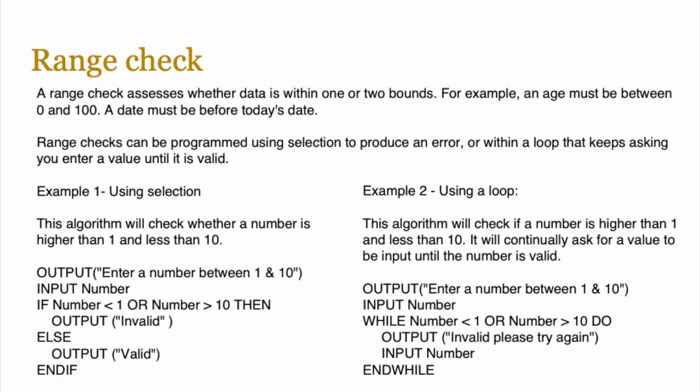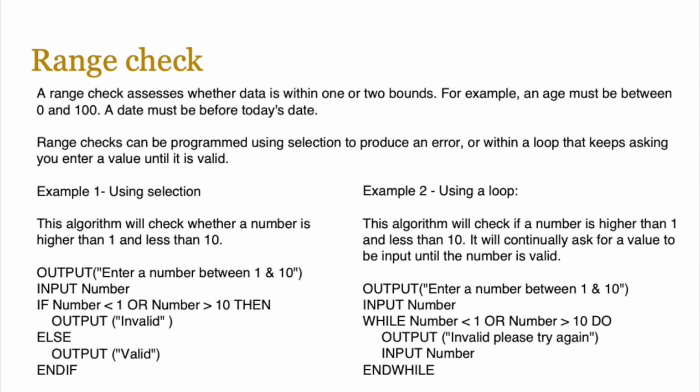A range check assesses whether data is within one or two bounds. For example, an age must be between 0 and 100. A date must be before today's date, so you can't put in a future date. Range checks can be programmed using selection to produce an error or within a loop that keeps asking you to enter a value until it is valid.